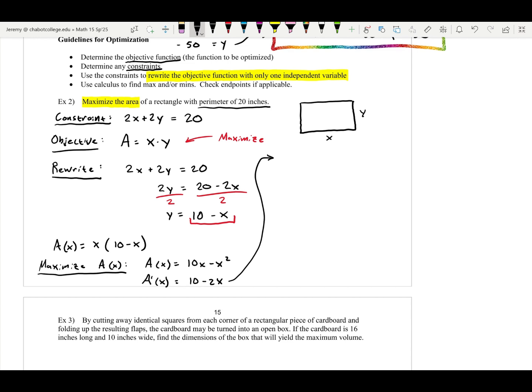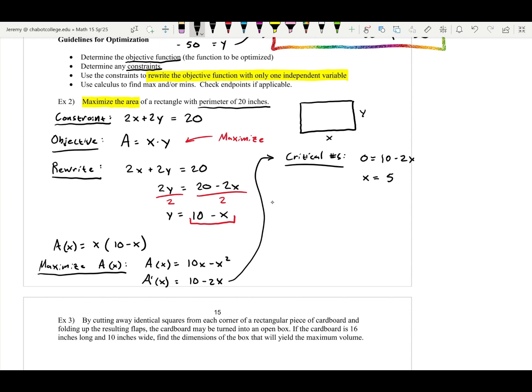I can take this up here and find some critical numbers. Critical numbers are where the first derivative is undefined or equal to 0. This is a linear function. It's not undefined anywhere. The domain is all real numbers, so we'll set it equal to 0 to find where the derivative is 0. And we will find that x is equal to 5. All right, so our critical number is 5.